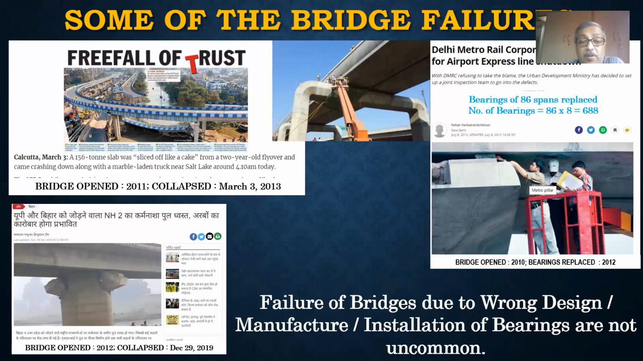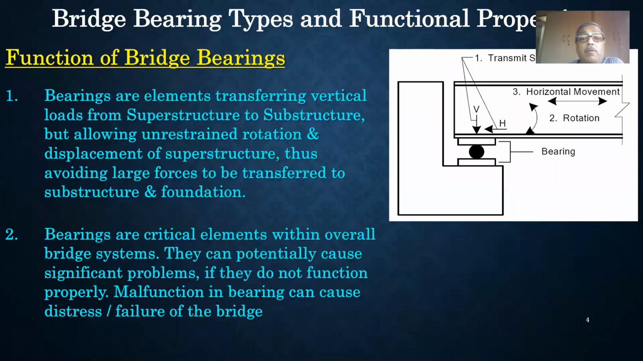Before I get into the bearing failures, let me just gloss over certain basics about bridge bearings. The main function of the bridge bearing is to accommodate translation and rotation caused by the in-plane and out-of-plane movement and rotation of the superstructure due to various loads. Bearings transfer vertical and lateral loads from the superstructure to substructure and foundation, while they release the translation and the rotations. That is the main function of the bearing.